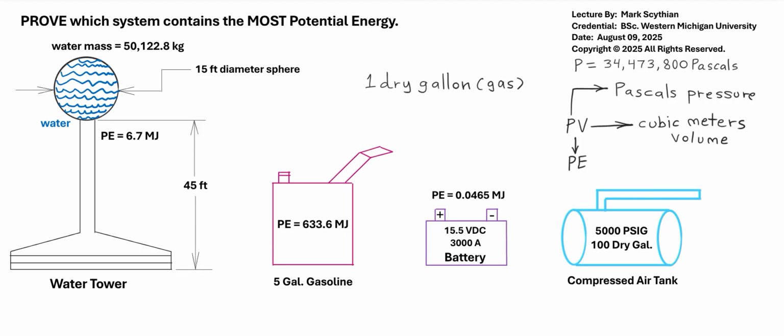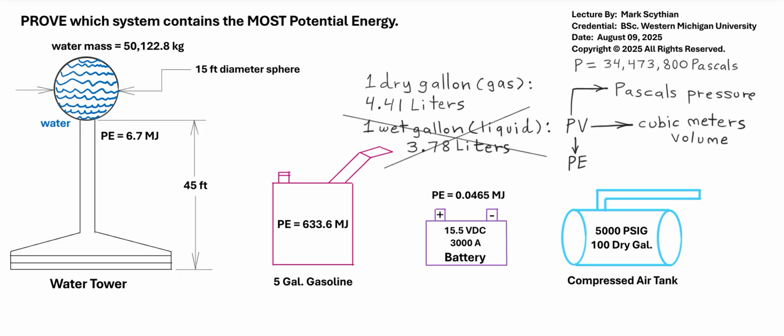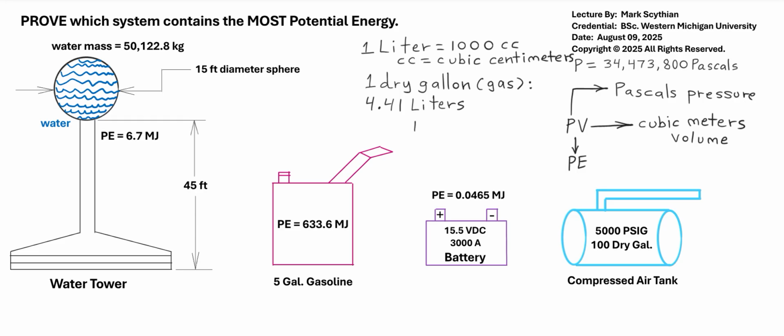And then we know 1 dry gallon gas is 4.41 liters of volume, but 1 wet gallon liquid is equal to 3.78 liters. So we won't need the wet gallon formulation. We'll only need the dry gallon formulation. So 4.41 liters of air is equal to 1 dry gallon volume. So 1 liter, what is this? This is 1,000 cubic centimeters. So we got the geometry understood with that value. 1 liter is 1,000 cubic centimeters.